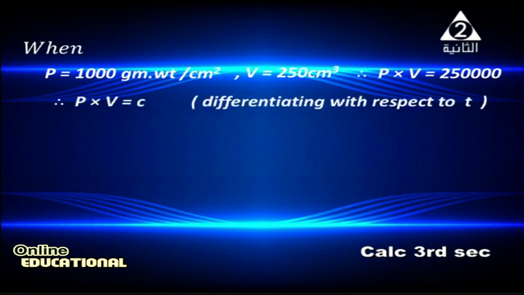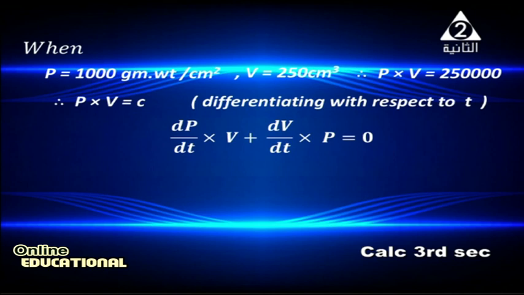From the relation P times V equals C, we differentiate both sides with respect to the time t. Then dP/dt multiplied by V plus dV/dt multiplied by P equals 0. We have a product of two functions, P and V. The derivative of P with respect to time is dP/dt multiplied by the second, plus the derivative of the second, dV/dt, times the first P, equals the derivative of the constant C, which equals 0.